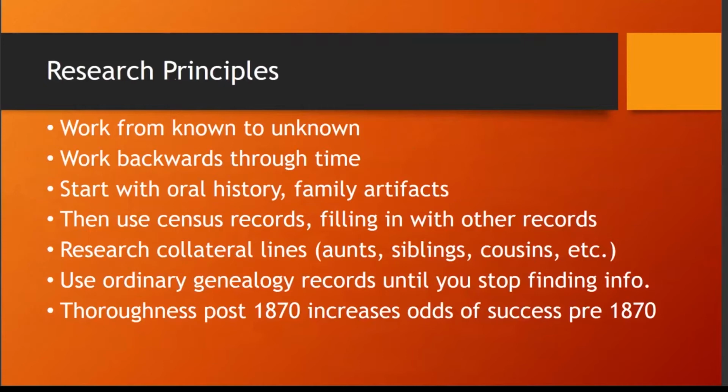Be sure to research your collateral lines, aunts, siblings, cousins, etc., because these collateral lines can give you clues that'll help you pound through brick walls that you might encounter if you only went straight back through your direct ancestors. Use ordinary genealogy records until you stop finding information. Then you can use DNA to help you keep going. Your thoroughness post-1870 is going to increase the odds of your success before 1870.